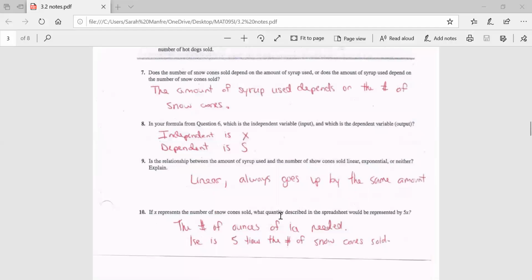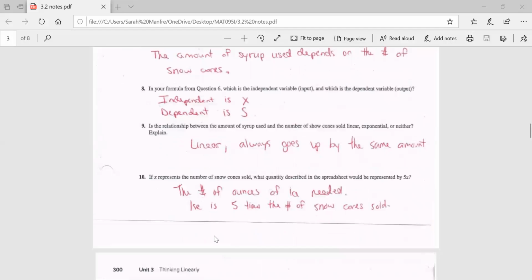All right, so moving on to question number 9. Is the relationship between the amount of syrup used and the number of snow cones sold linear, exponential, or neither? It is linear because they are always going to be going up by the same amount. The amount of syrup needed will always be double the amount of snow cones sold. So it makes it a linear function.